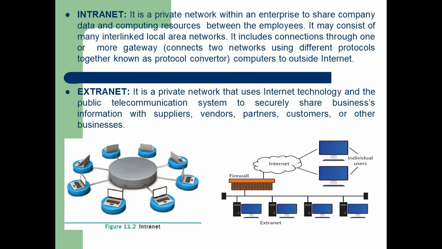Next one is intranet. It is a private network. In this example, you can see the diagram of an intranet, which is a local area network connected by a single company, sharing company data and computing resources like printers, fax, etc. between the employees. So this is a network limited to the employees only. That particular company's employees only can access those resources. They only share that intranet network.